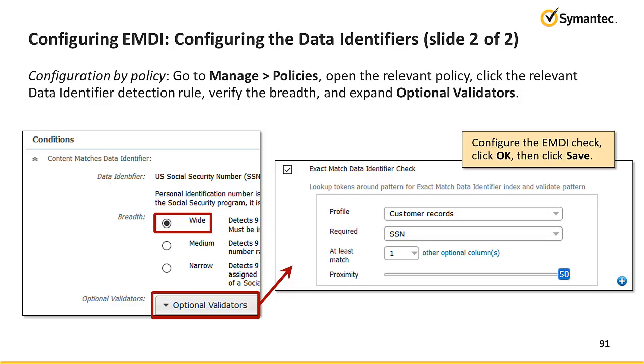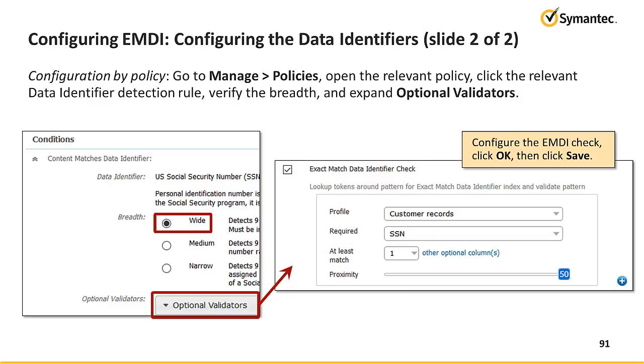From the At Least Match dropdown, select the number of optional columns in the EMDI profile you want to match on, and then drag the proximity selection bar to set the EMDI validator proximity range before and after the data identifier match. As with setting a global profile, an EMDI validator will perform a full-text search in a proximity of 50 tokens from a default identifier match, checking each token, except those that are excluded because of ignored columns in the data source, for potential matches.